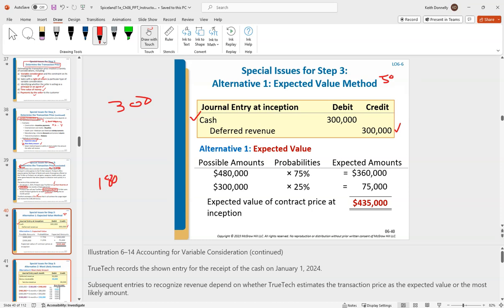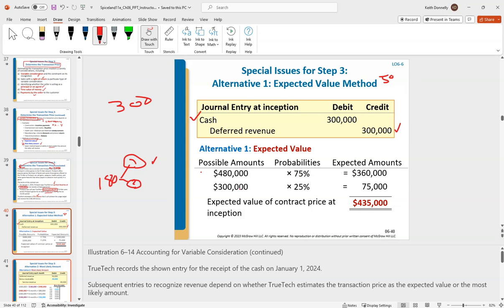So that's for the 300. How about for the 180? How do we deal with the if-then? Well, there are two options: the expected value and then the most likely amount. Let's look at option 1, the expected value. This basically says there are two outcomes. We could win the whole shooting match: they give us the 300 and the 180, and there's a 75% chance that happens, 360 grand.